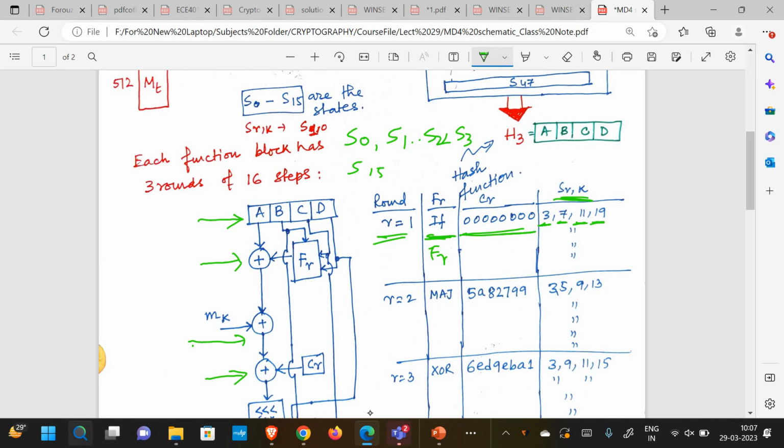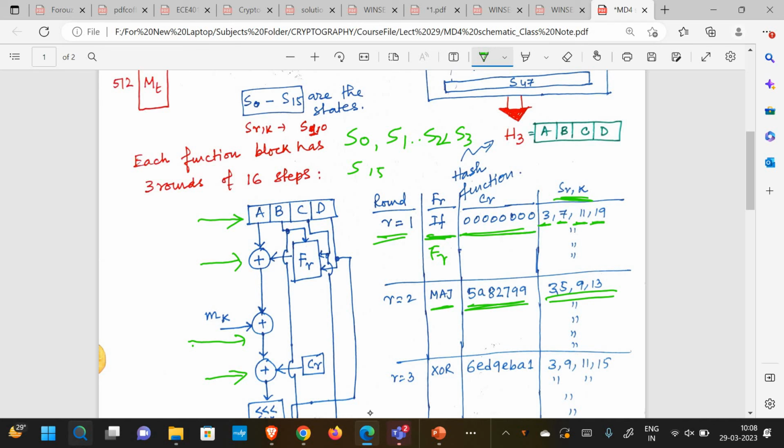Similarly, when we are in round 2, we are going to have a function which is merge, and the CR function will also be a constant which is already predefined, and similarly the shifting operation will be 3, 5, 9, 13. All these are standard because it's an algorithm which has been defined by someone. So these assumptions are made based on certain process and properties which we cannot change at this point of time. These are the standard techniques which we have to follow.